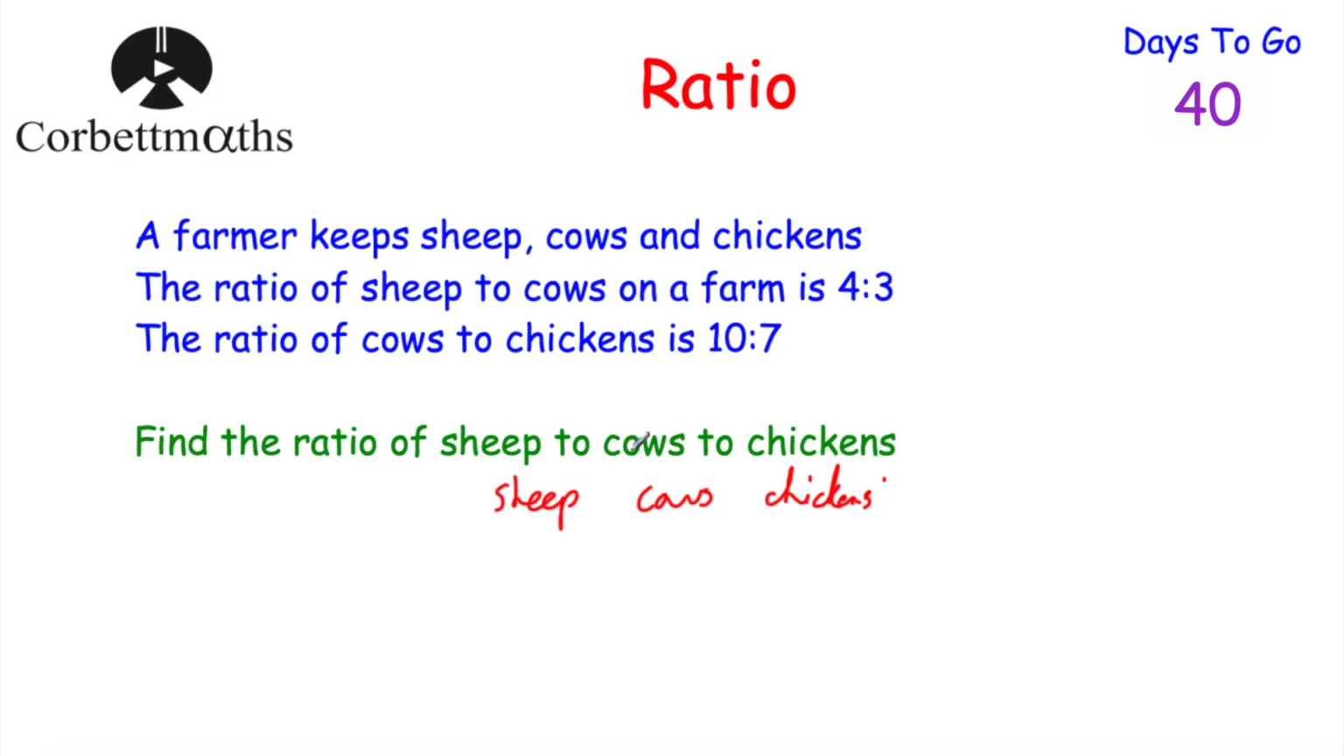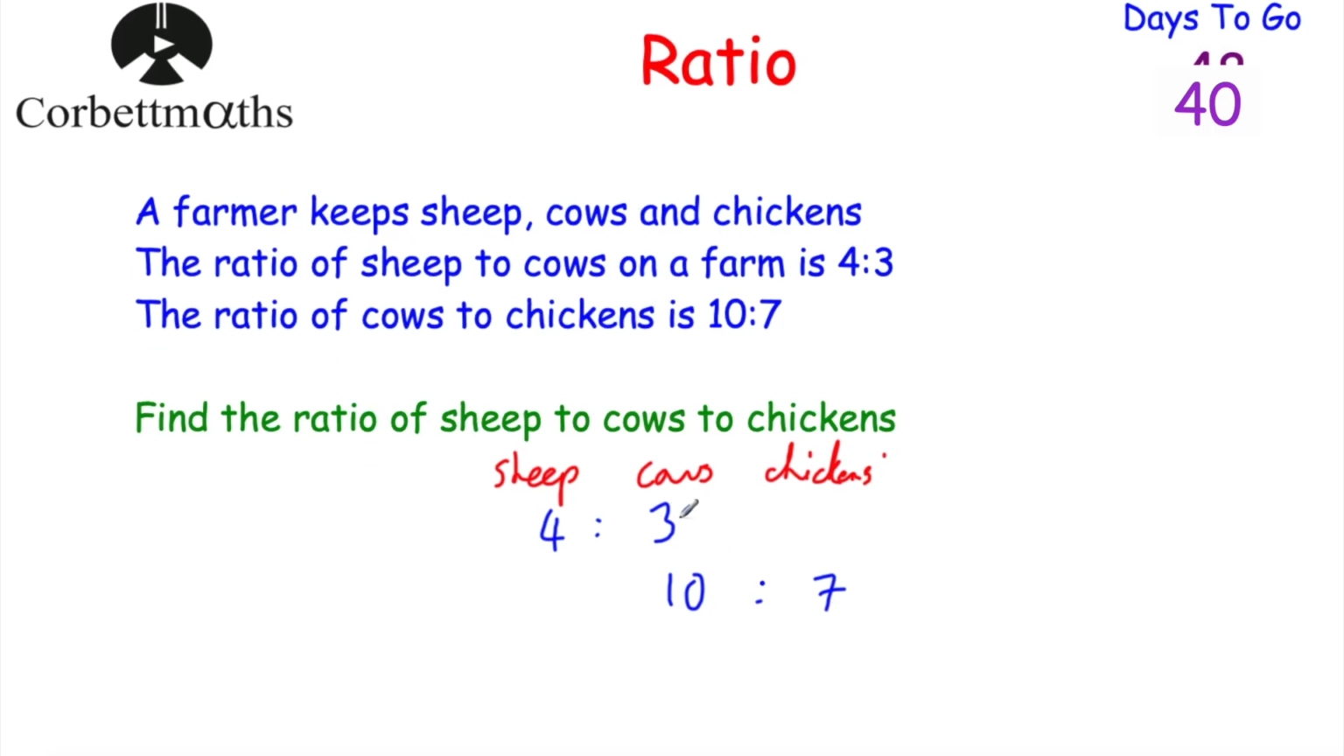So I've just written sheep, cows and chickens, and then we're told the ratio of sheep to cows in the farm is 4 to 3. Let's write that down. Sheep to cows is 4 to 3. And we're also told the ratio of cows to chickens is 10 to 7. So I'm just going to write 10 to 7 there. Now we want to find the ratio of sheep to cows to chickens. So we want to write that as one ratio.